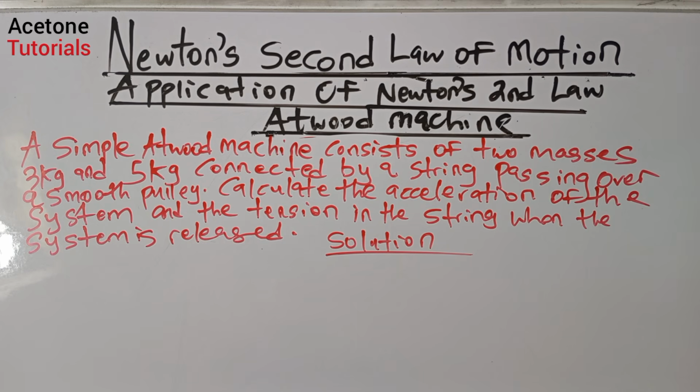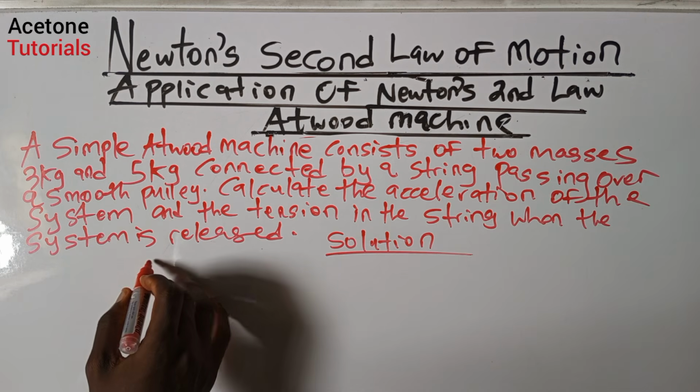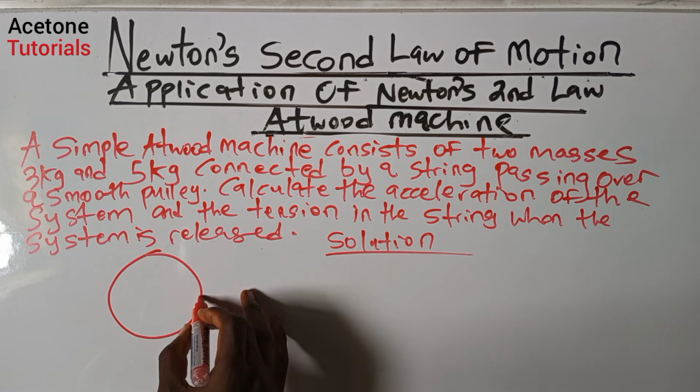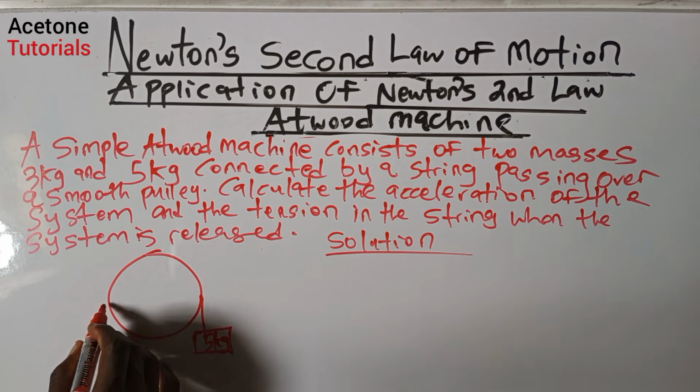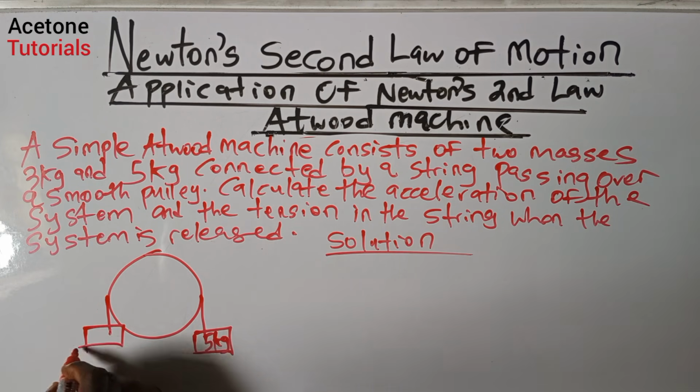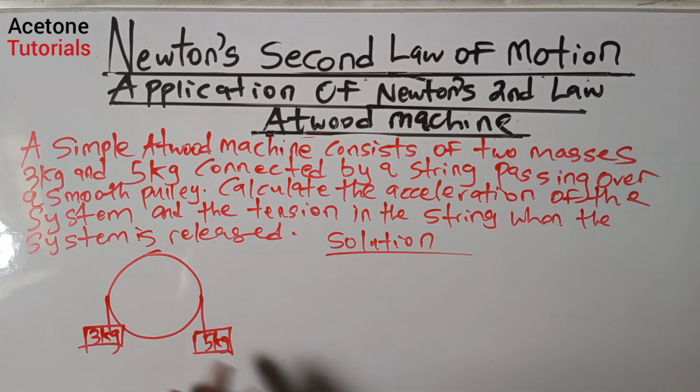Here is a question. A simple Atwood machine consists of two masses, 3 kg and 5 kg, connected by a string passing over a smooth pulley. Calculate the acceleration of the system and the tension in the string when the system is released. Now, let's draw the diagram. You can put the masses anywhere. So this is the 5 kg mass, this is the 3 kg mass.